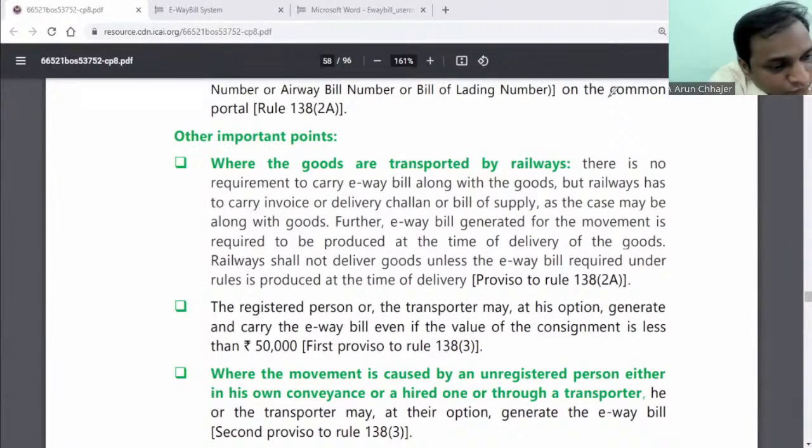Whenever there is a movement of goods, the Eway bill provision has to be checked. Absolutely correct, provided the value is more than 50,000 normally. Why is GST so hard for interstate supplier? Same, almost same. Rakesh Vyas, I think all the questions have been answered.